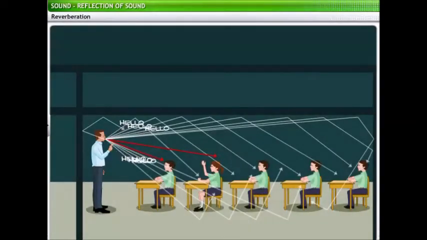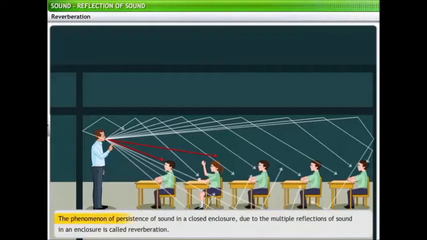The reflected sound is heard until its intensity is reduced to a value where it is no longer audible. Finally, the sound fades off completely. Thus, the observer hears the sound produced by the source persistently till it fades away beyond audibility. This phenomenon of persistence of sound in a closed enclosure, due to the multiple reflections of sound in an enclosure, is called reverberation. Reverberation is generally minimized in auditoriums by covering the walls, the ceiling, and the flooring using sound-absorbent material like cardboard, thick curtains and fiber.